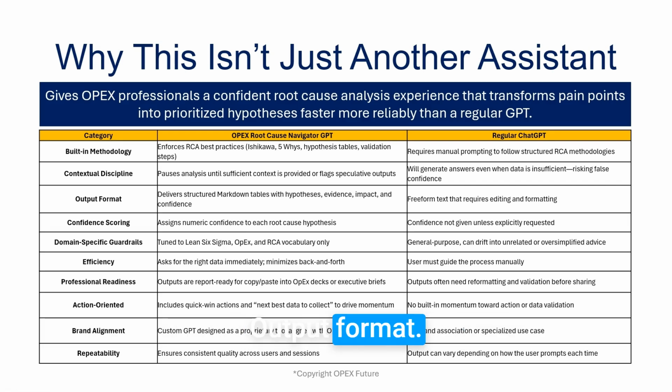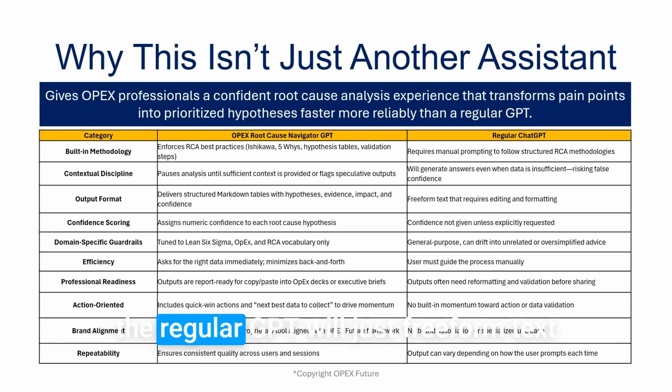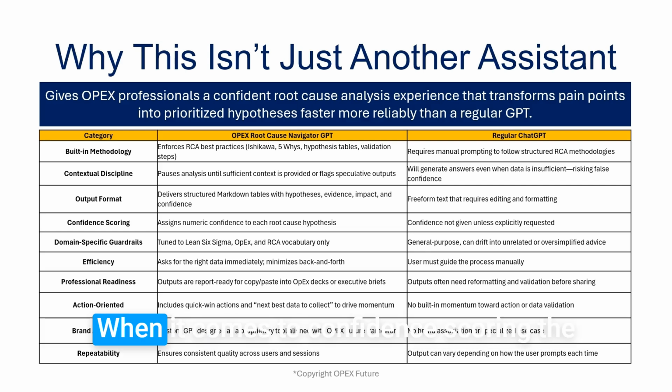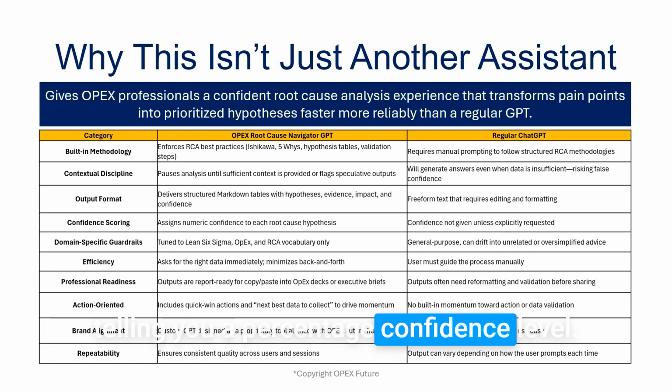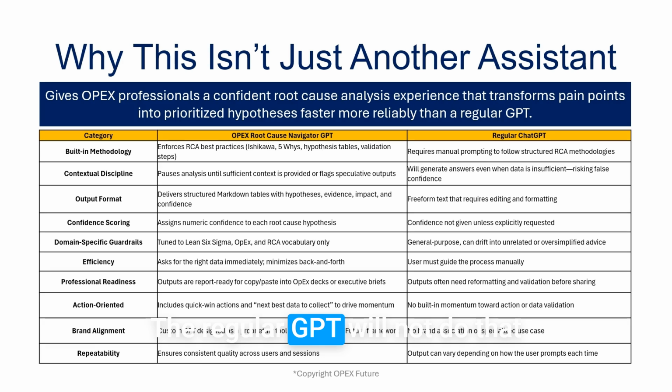Output format? Well, the Root Cause Navigator GPT delivers structured markdown tables with hypotheses, evidence, impact, and confidence, and the regular GPT will just give free-form text that requires editing and formatting. When it comes to confidence scoring, the Root Cause Navigator GPT assigns numeric confidence to each root cause analysis, telling you a percentage confidence level. The regular GPT will not do that unless you explicitly request it. It's built in on mine.